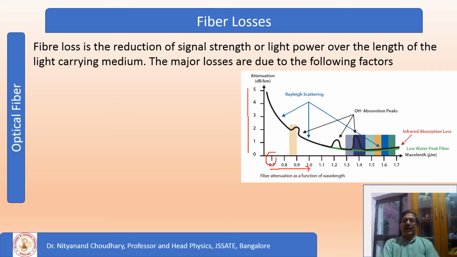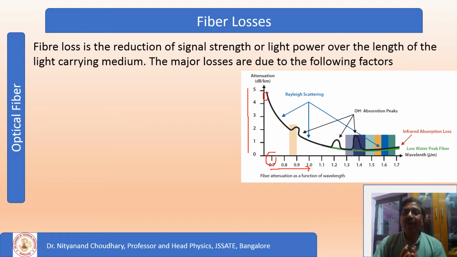So here we can see that at the minimum wavelength, the loss is maximum. As the wavelength is increasing, as you can see, the loss is decreasing. So what we can say is that the light is a carrier.